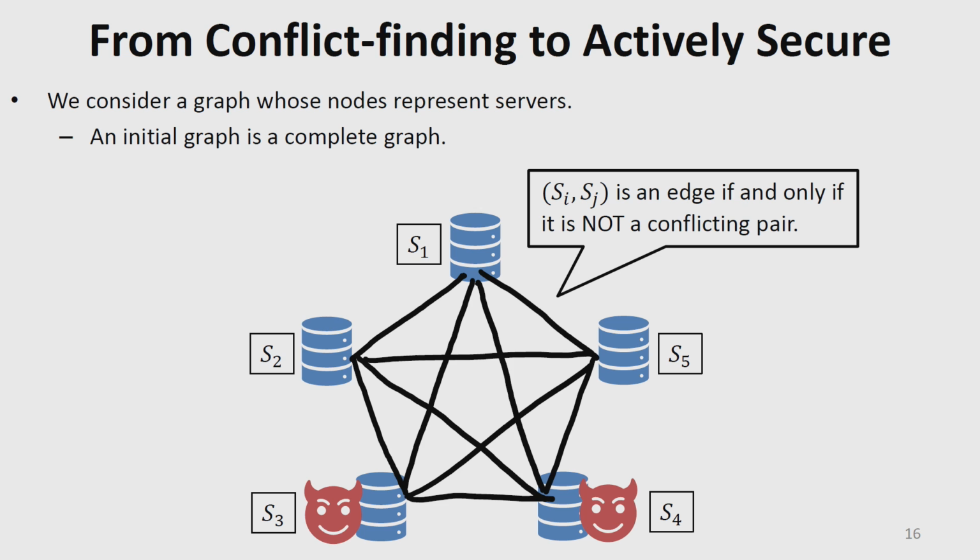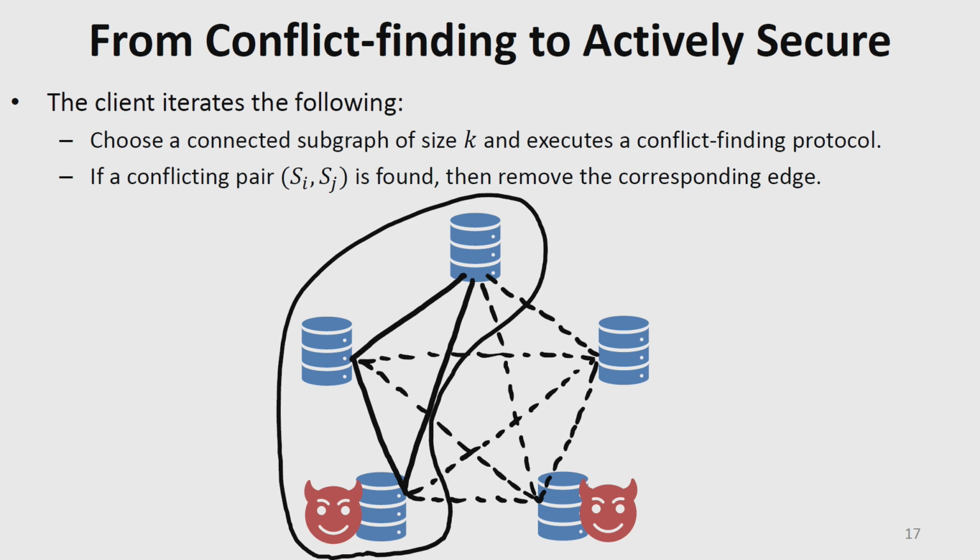So toward that, we consider a graph whose nodes represent servers. And there is an edge if and only if the corresponding pair of servers is not found to be a conflicting pair. So initially, we have no conflicting pair, so the graph is set as a complete graph. Then our algorithm works as follows.